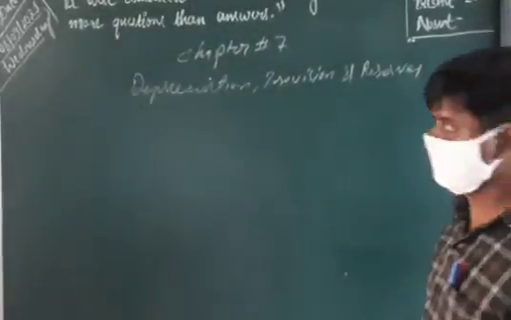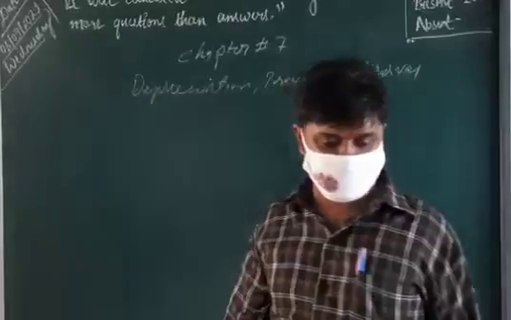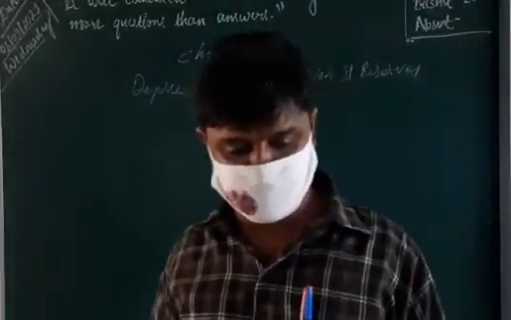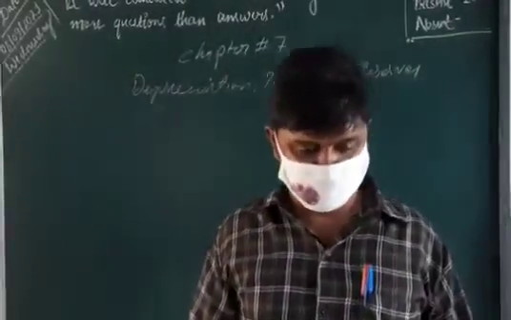Today we are going to see chapter 7 of accountancy: depreciation, provision and reserves. This is video number 8.